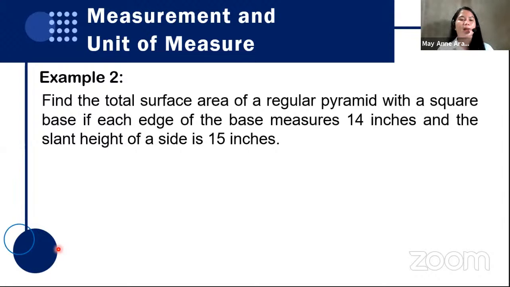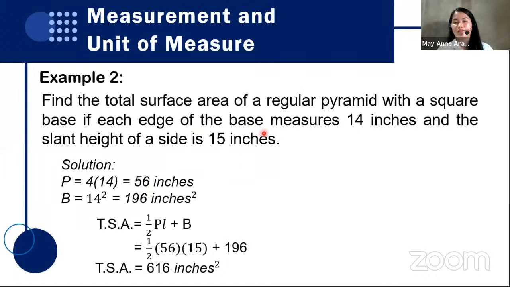Again, let us solve for the perimeter first of the square base, that is 4s. Given yung bawat edge of the base, which is 14 inches, you have 4 times 14 is 56 inches. And to get the area, since the base is a square and the formula for that is s squared, you have 14 squared equal to 196. Just substitute. So you have 1/2 times the perimeter, 56, times the slant height given, 15 inches, plus the area of the base, 196. Then just simplify, you will get 616 square inches.